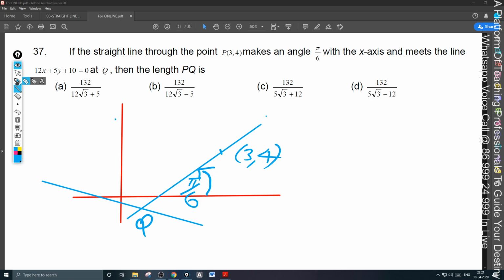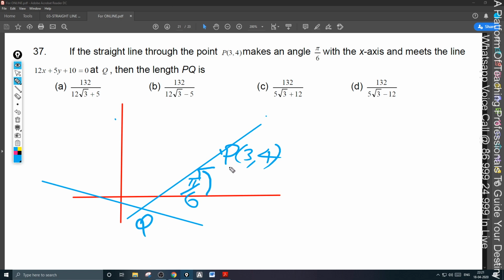The point is P. What is it that we need? We need the distance between P and Q. So what do you have to think? How do you think, and what is the thought you must get here?